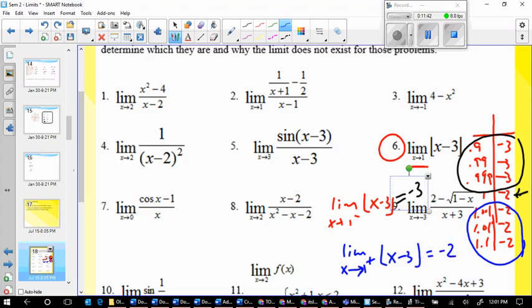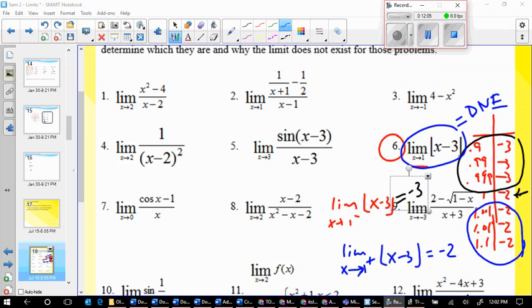Okay, now you may notice that these two numbers are different. When they are different, then the limit itself actually does not exist. So this answer for number 6, this whole answer, is equal to does not exist because these two one-sided limits don't actually equal one another.